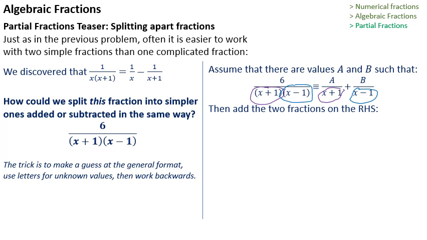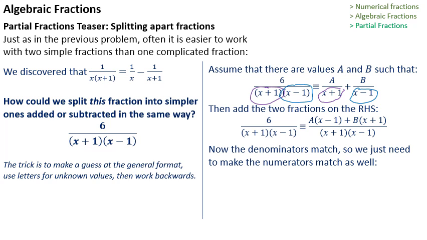We start with the 2 separate fractions that can be added, and we add them. And it's a bit of a mess, but we're basically using the fact that the lowest common denominator is going to be the 2 denominators multiplied. So we'll have a times x minus 1 and b times x plus 1 added together. Now this looks complicated, but notice that the denominators now perfectly match.